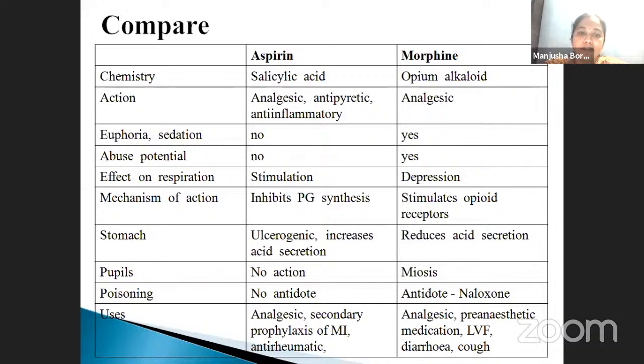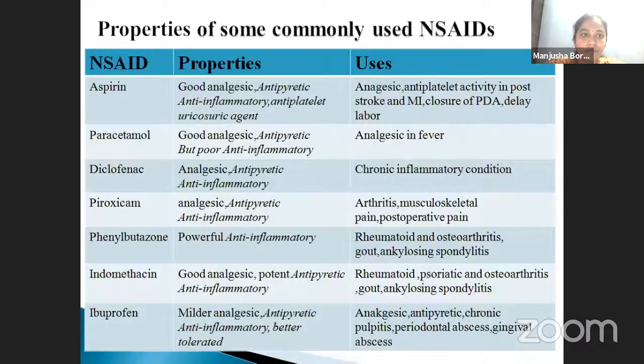Aspirin is preferred as an analgesic for various conditions, for secondary prophylaxis of myocardial infarction, and for anti-rheumatic purposes. But morphine produces a potent analgesic effect, is used for anesthetic purposes, and for the treatment of diarrhea and cough. This chart summarizes the properties of commonly used non-steroidal anti-inflammatory drugs: aspirin, paracetamol, diclofenac, piroxicam, phenylbutazone, indomethacin, and ibuprofen.